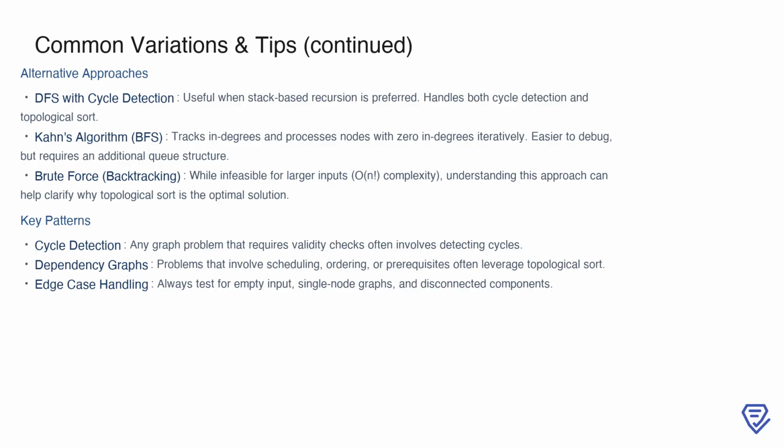Looking at patterns, cycle detection stands out. Many graph problems, especially those involving validity checks, require detecting cycles. Dependency graphs are another key pattern, as they are central to problems involving scheduling, ordering, or prerequisites. Lastly, always ensure you handle edge cases like empty inputs, single-node graphs, or disconnected components. These situations often reveal gaps in your solution and are critical for writing robust code.